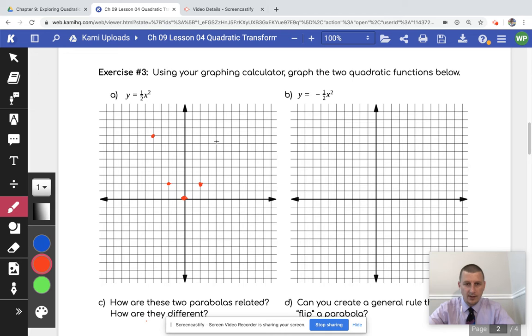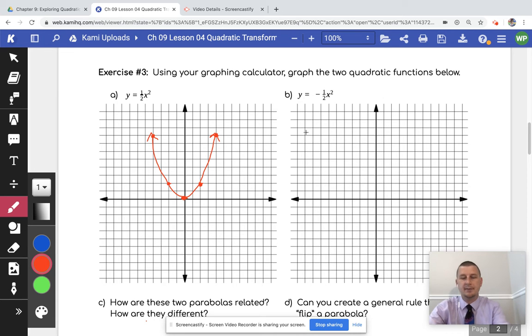And now we have a set of points that resembles a parabola, and we're going to go ahead and connect those in our U-shaped parabola. And there they are. All right, so we have y equals 1/2 x squared pictured right here.